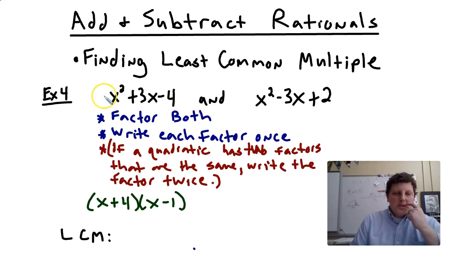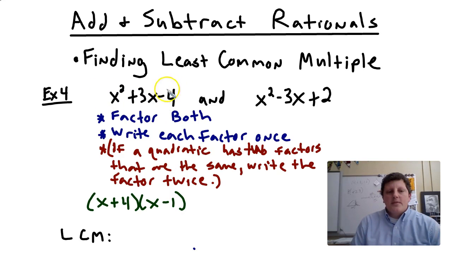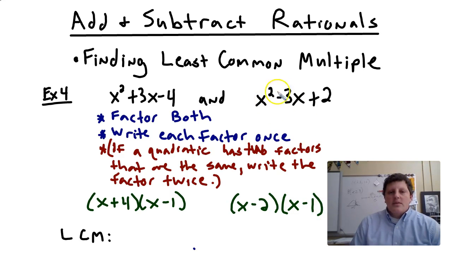Remember, when the leading coefficient is 1, you can just ask yourself what multiplies to give you your last term, but adds to give you the middle term. 4 times negative 1 is negative 4, and 4x minus x is positive 3x. And for my polynomial on the right, the quadratic on the right, I would get x minus 2 times x minus 1. Negative 2 times negative 1 is positive 2, and the inside and outside, negative 2x minus 1x is negative 3x.